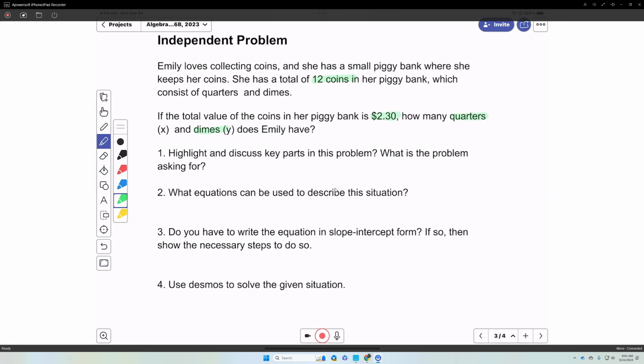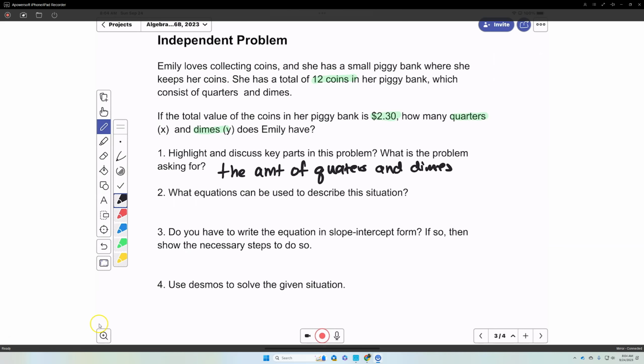It says highlighting key and discuss key parts of the problem. What is the problem asking for? It's asking for the amount of quarters and dimes that she has. What equations can be used to describe this situation? It did say to use x for quarters. So I'm going to say x is for quarters plus the number of dimes, which she said to use y. How many coins does she have total? Well, it says here in the paragraph it's 12.